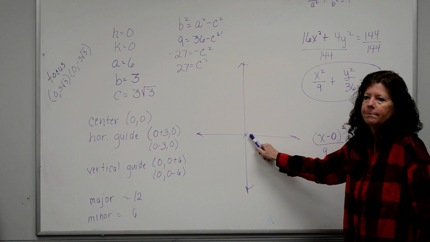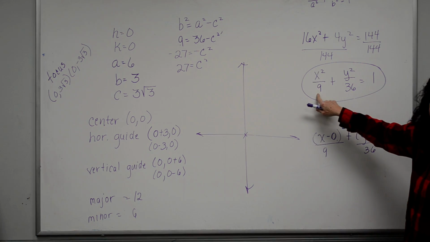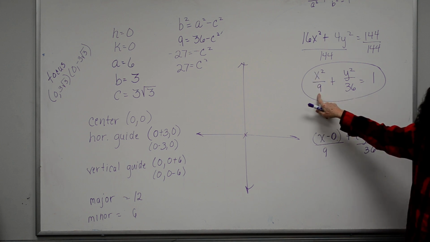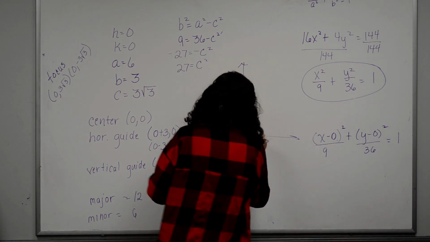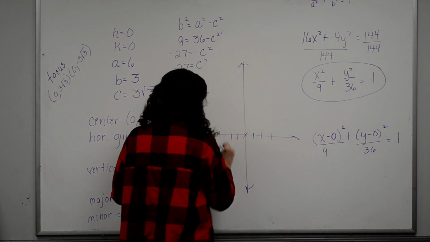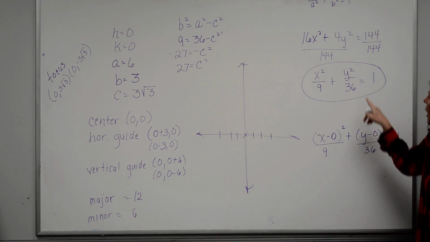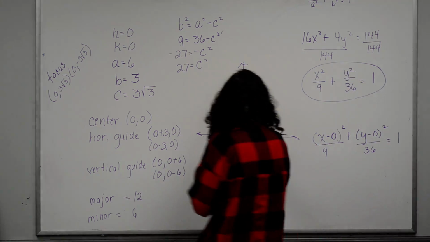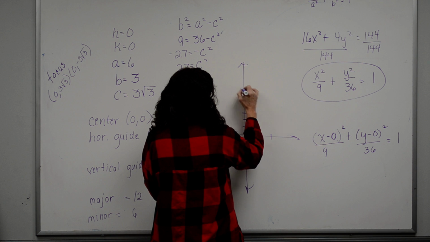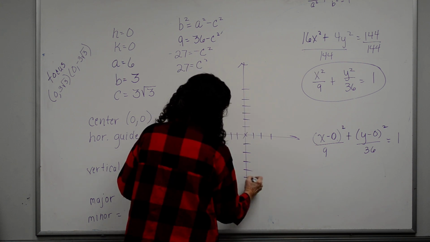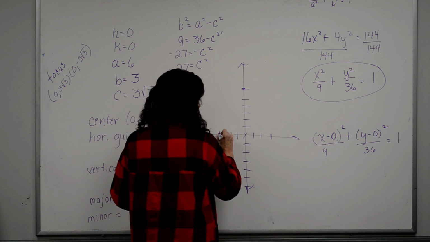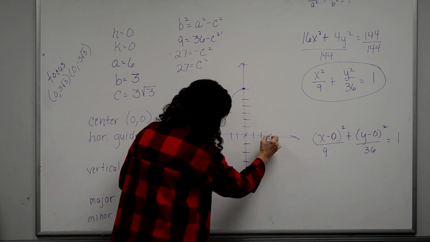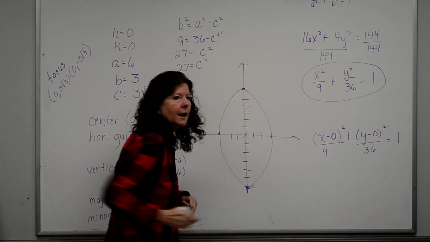So here's my center. I know on the x-axis, underneath this, what is the square root of 9? 3. So I'm going to go over 3 to the right, 3 to the left. Underneath my y, what is the square root of 36? 6. So I'm going to go up 6 from my center, down 6 from my center. These are my horizontal guides, my vertical guides. All I have to do is connect them. And I have my ellipse.